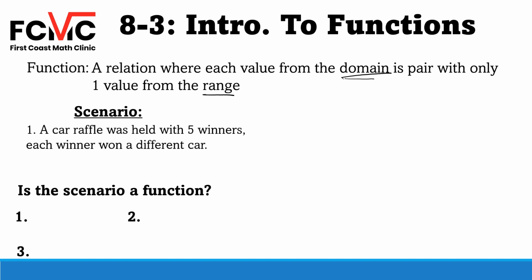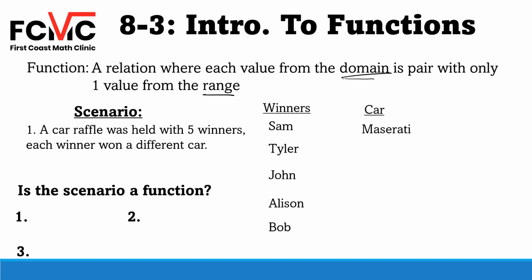A car raffle was held with 5 winners. Each winner won a different car. So we've got our 5 winners. We have Sam, Tyler, John, Allison, and Bob. And Sam won a Maserati, Tyler a Ford Mustang, John an Audi, Allison a BMW, and Bob won a Lexus.